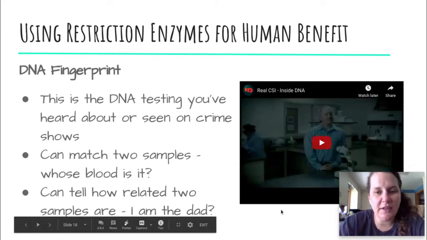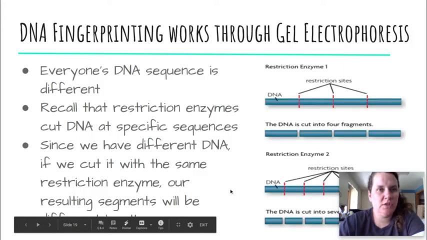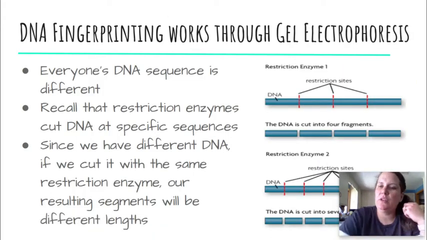Okay, so watch that video. So for DNA fingerprinting, we use this process called gel electrophoresis. Since, like I said, everybody's DNA sequence is different, where these restriction enzymes cut and how big these bands or the fragments of DNA are is going to be different. And since we have different DNA, if we cut it with the same restriction enzyme, our resulting segments will be different lengths. That's what it says.